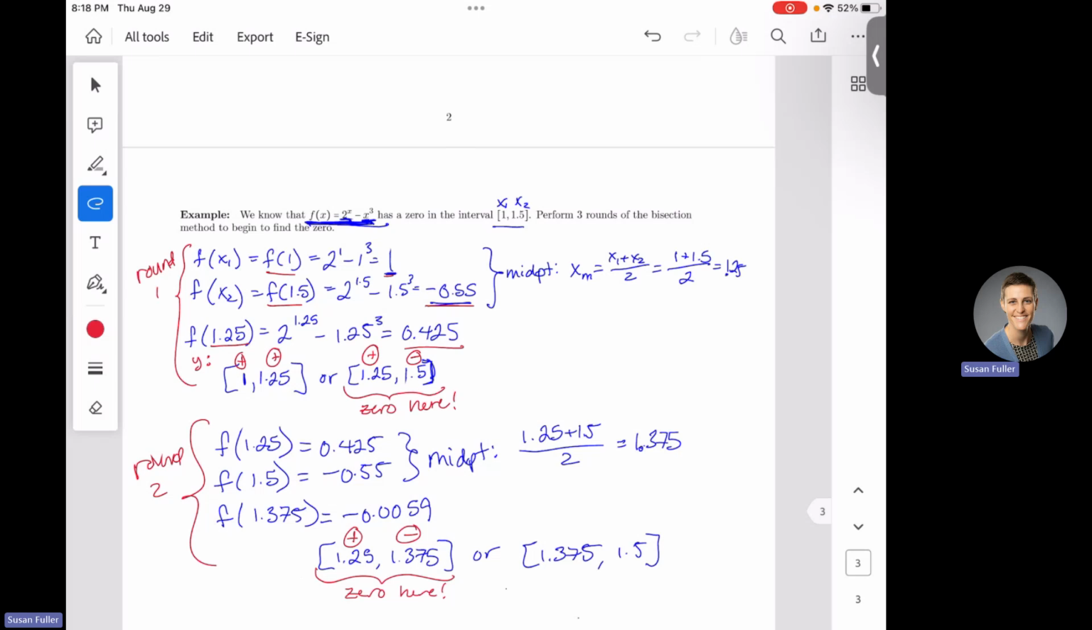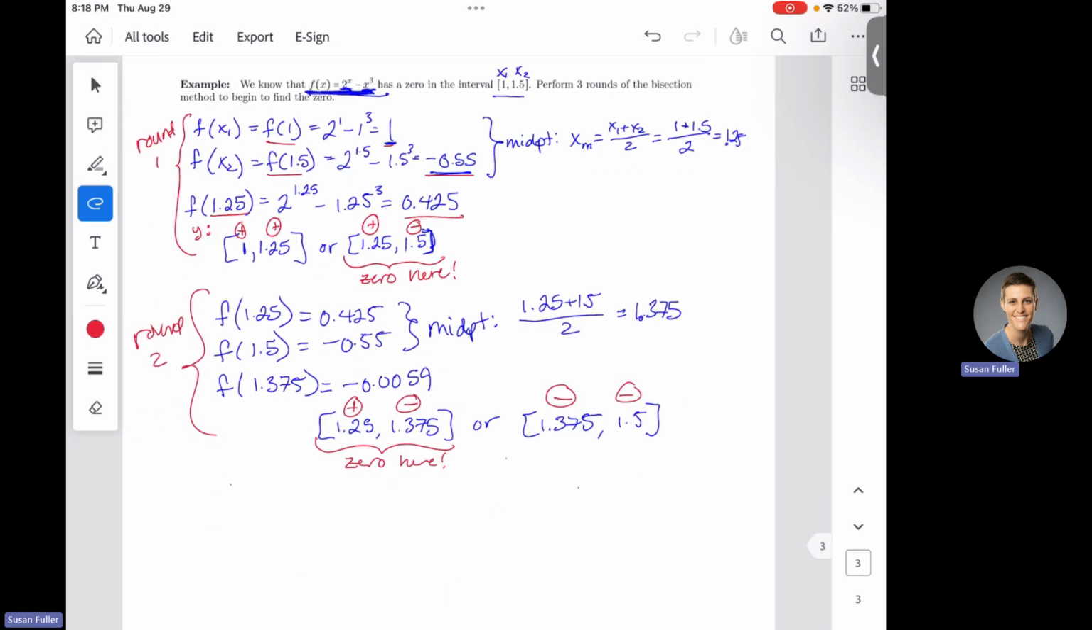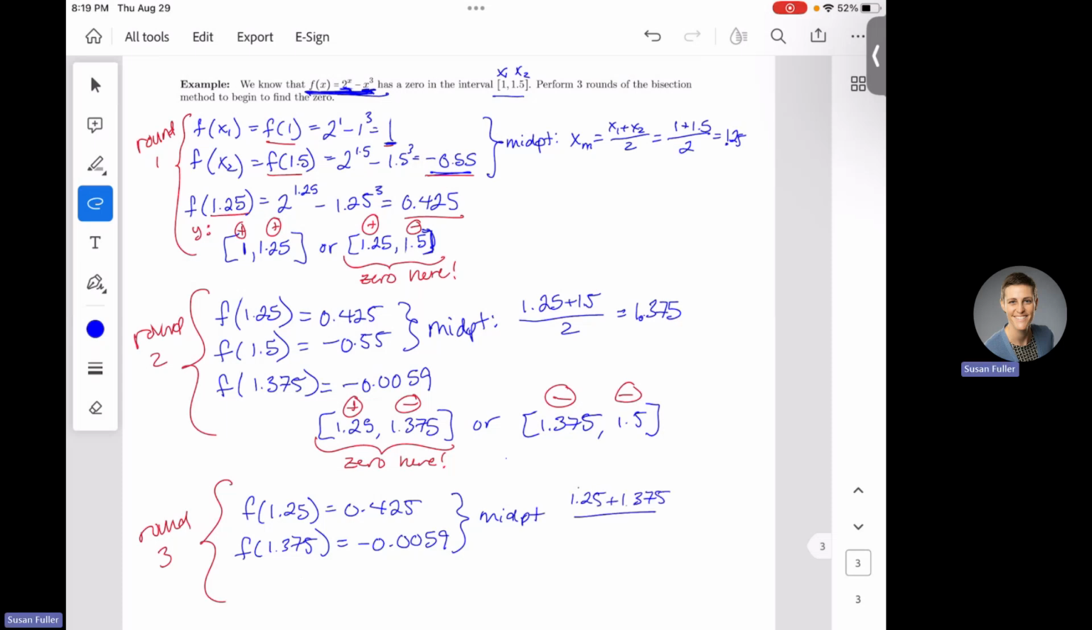Just to make sure, if you wanted to make sure it wasn't on the other side, 1.375 is negative and 1.5 is also negative. That doesn't switch, so definitely no 0 in there. Okay, that's round 2. And now we can move on to round 3. And again, I'm just going to remind myself what I am working with. We're going from 1.25 to 1.375. My y value at 1.25 was 0.425, and my y value at 1.375 was negative 0.0059. So again, I'm going to find the midpoint by doing 1.25 plus 1.375 divided by 2, and I'm going to get 1.3125.